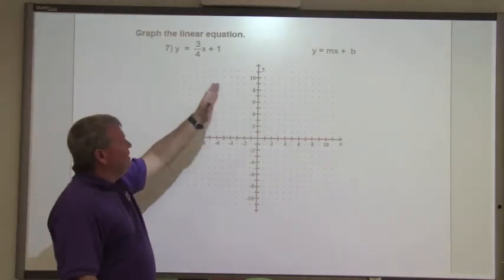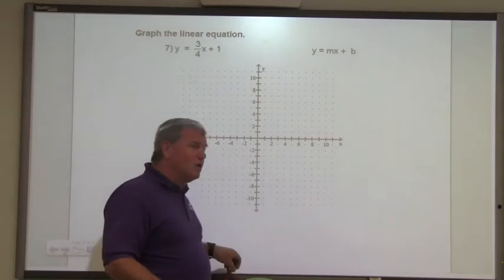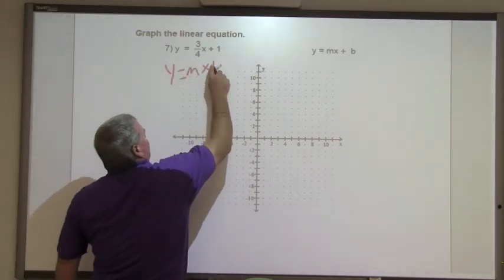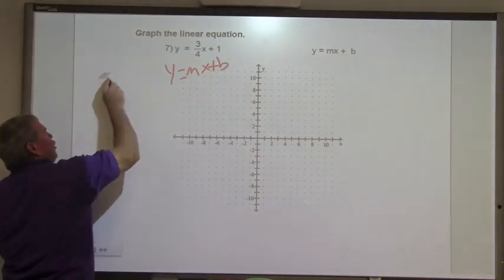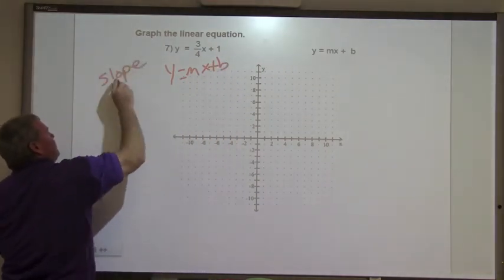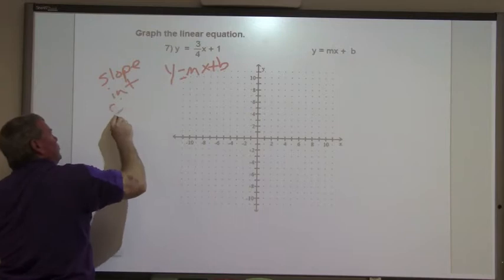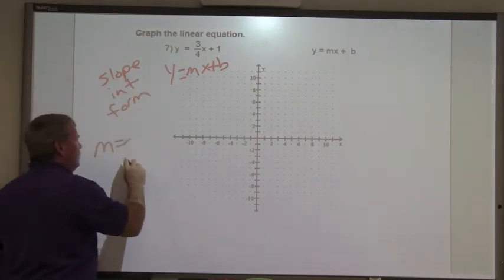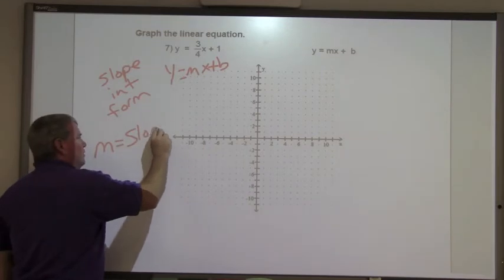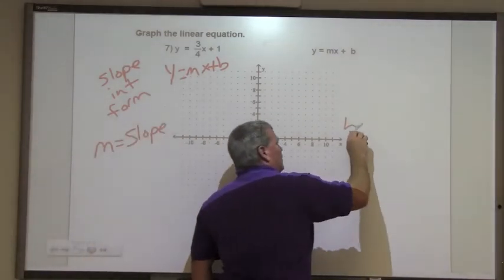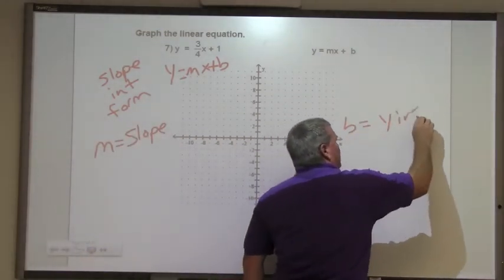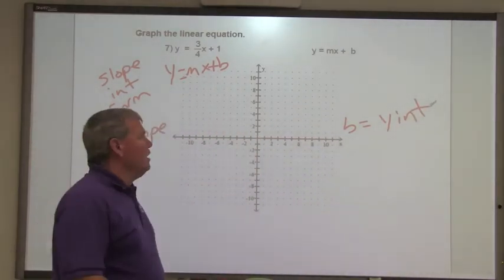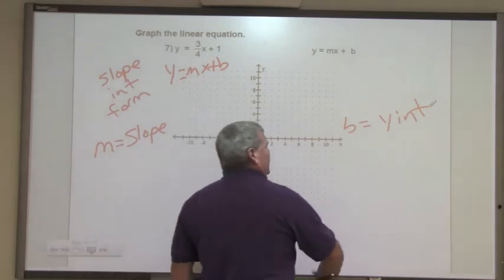Here's this graph the linear equation. Now the cool thing about this one is it's in slope-intercept form. And this is slope-intercept form, which is y equals mx plus b. What does the m stand for? Slope. What does the b stand for? The y-intercept.